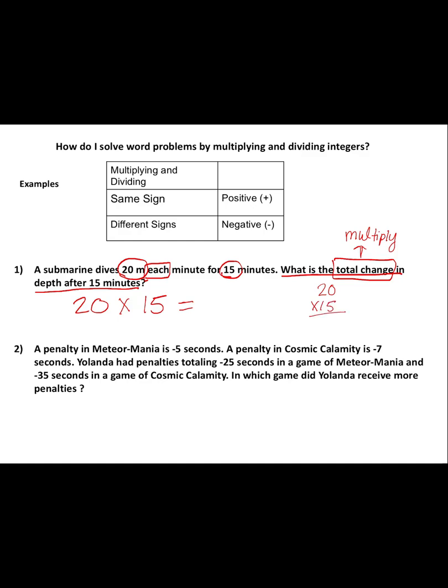Okay, and then let's think back to single or double digit multiplication. So we go down first. 5 times 0 is 0. Go diagonal. 5 times 2 is 10. Done with the 5, put a 0. 1 times 0 is 0. 1 times 2 is 2. Add that together, and you get 300. So what is the total change in depth after 15 minutes? The submarine will be at 300 meters.